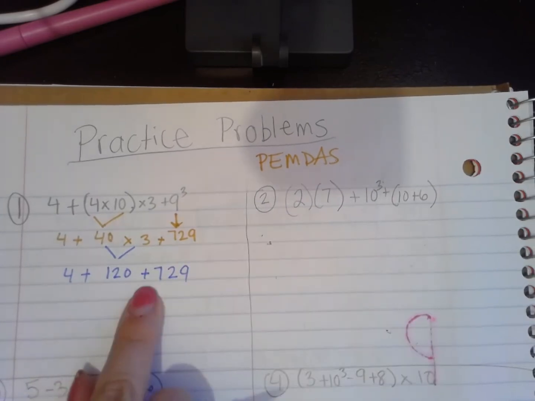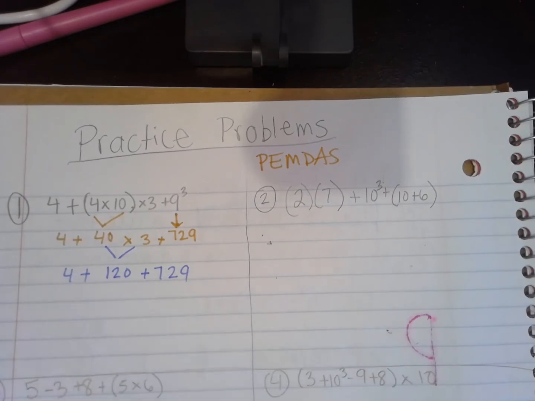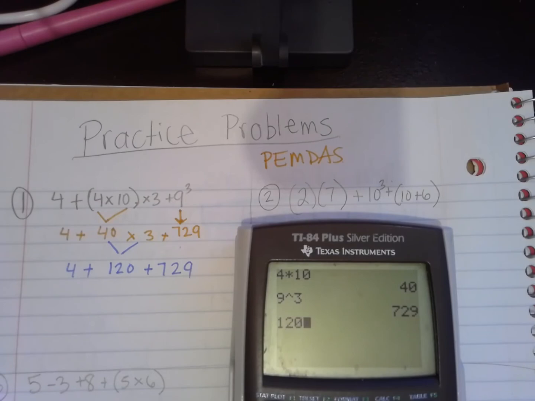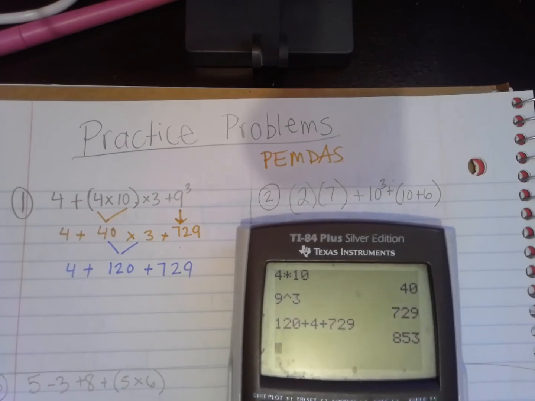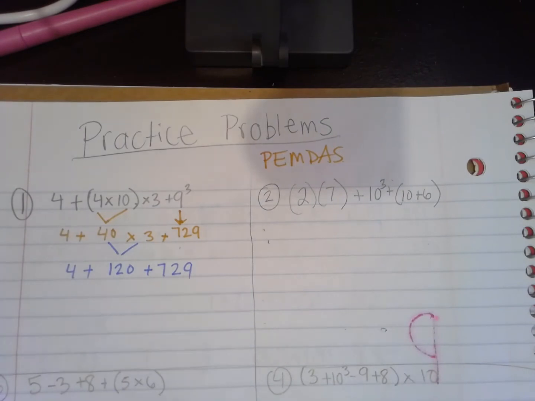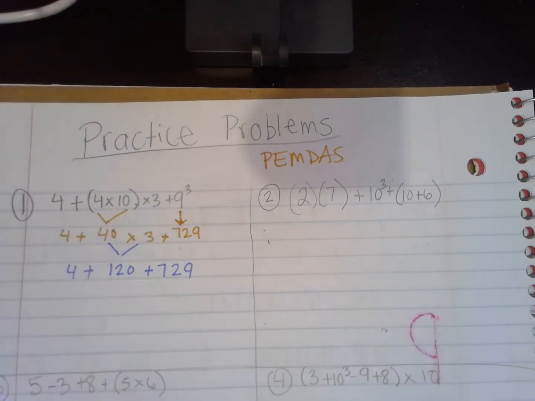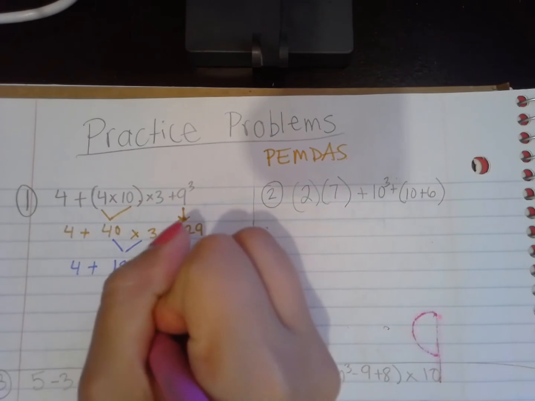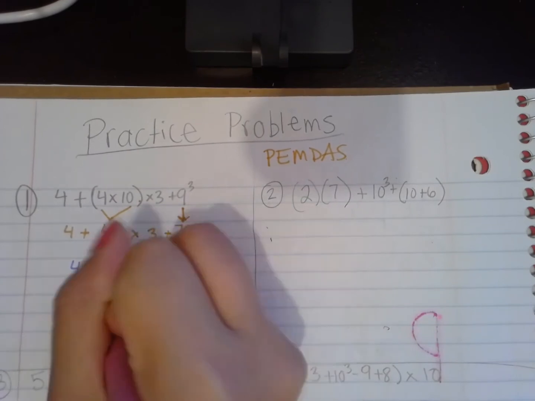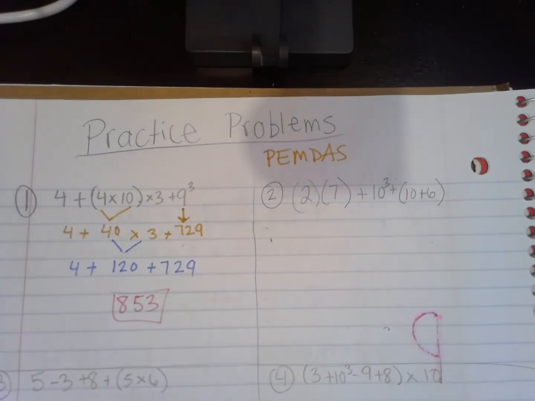Now, all the operations I have left are all addition, so I can just go from my left to my right. So that's going to give me 120 plus 4 plus 729 will give me a total of 853. So my answer for this expression is just 853. Right? Pretty straightforward. Question number 2.